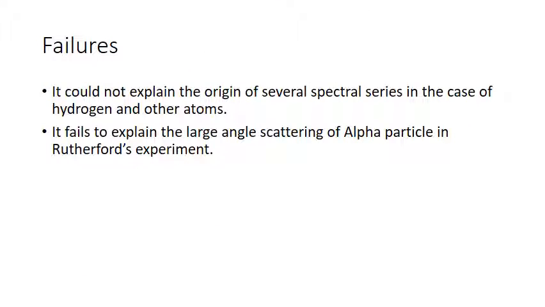There were failures with this model also. It could not explain the origin of several spectral series in the case of hydrogen and other atoms. We will discuss the spectral series of the hydrogen atom in the upcoming lessons. Now, it fails to explain the large angle scattering of alpha particles in Rutherford's experiment. It couldn't explain why your alpha particles get scattered at large angles in Rutherford's experiment.